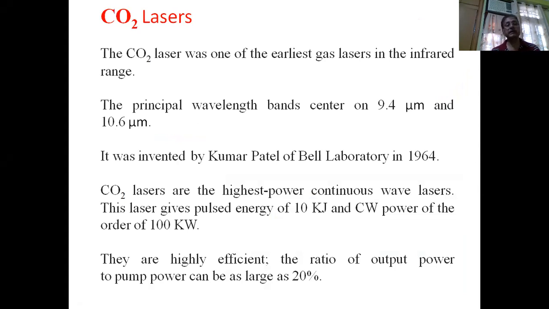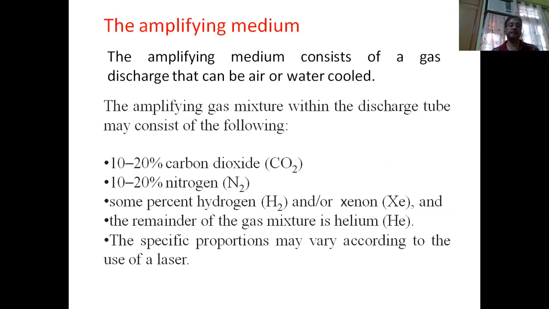The carbon dioxide laser was invented by Mr. Kumar Patel of Bell Laboratory way back in 1964. CO2 lasers are the highest power continuous wave lasers. This laser gives pulsed energy of 10 kilojoule and continuous wave power of the order of 100 kilowatt. They are highly efficient. The ratio of output power to pump power can be as large as 20%.